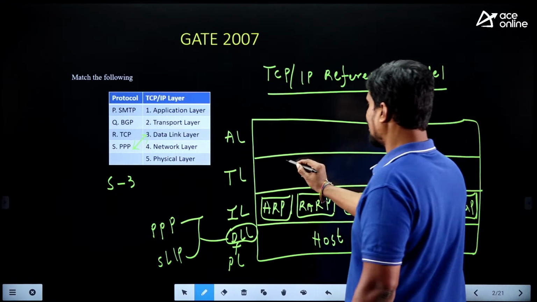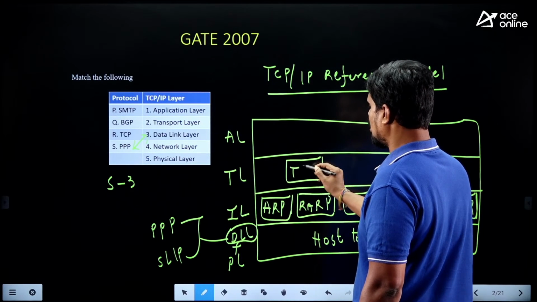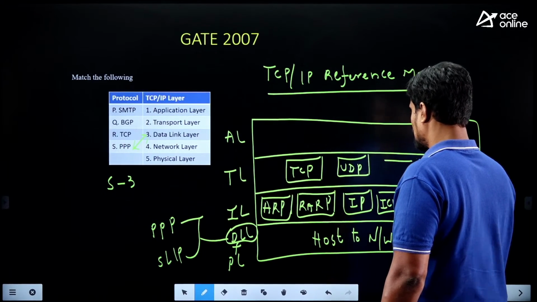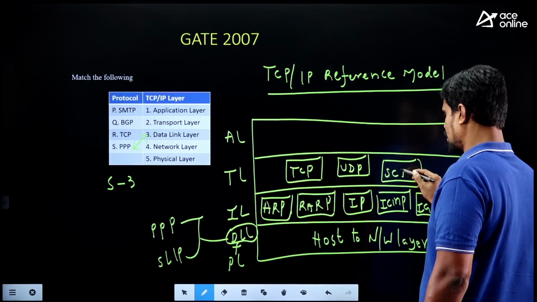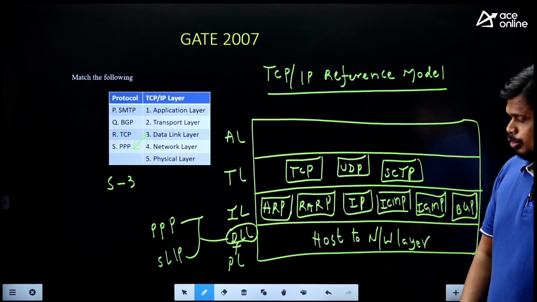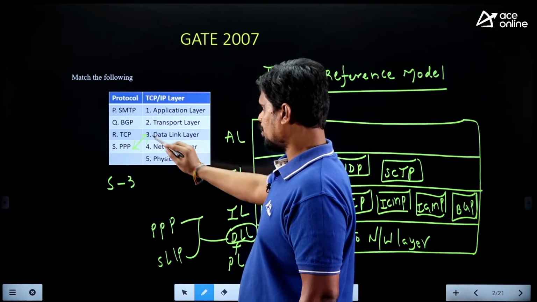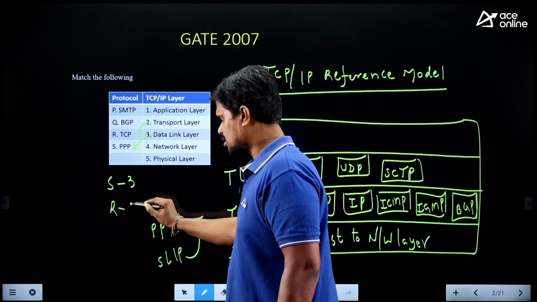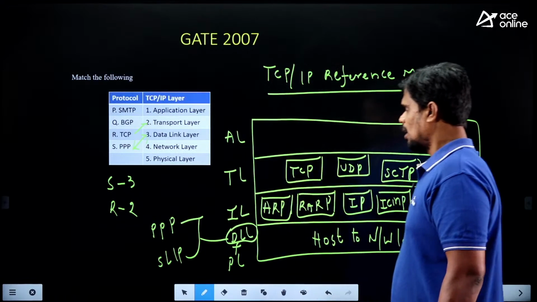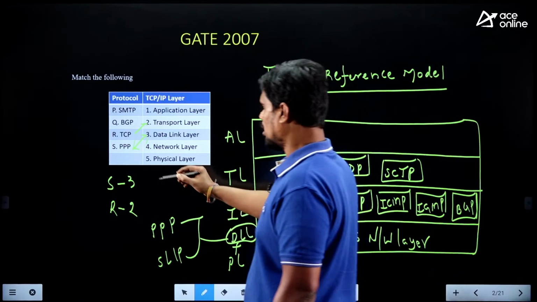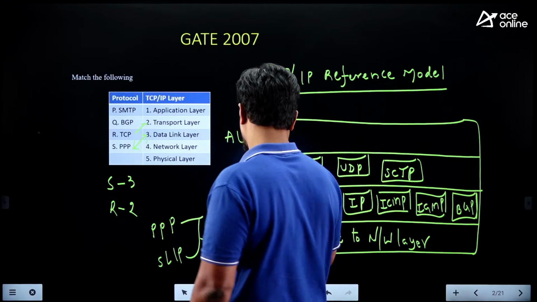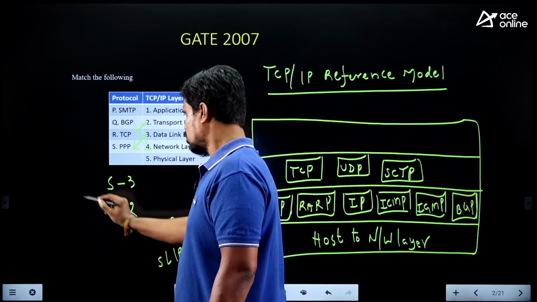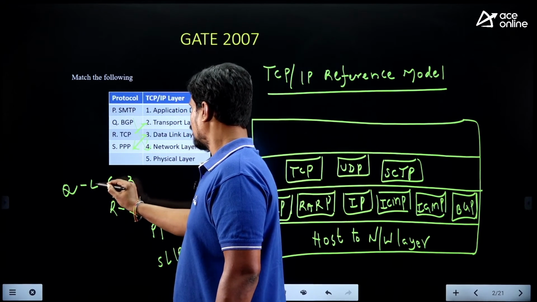Then if you consider the transport layer, we are having the protocols called TCP, UDP, and SCTP. These are the 3 protocols that are part of the transport layer. If you verify TCP, so TCP is R goes to 2. So R2 is the next correct combination here. And BGP, if you verify, BGP belongs to this internet layer. So BGP is part of the internet layer, right? So it means Q goes to 4.